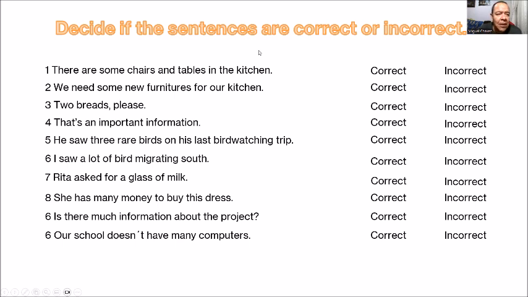Let's look at the second exercise. Decide if the sentences are correct or incorrect. Remember that you have only 10 seconds to give the answer before listening and watching the correct answer. Number 1, there are some chairs and tables in the kitchen. Correct. Number 2, we need some new furnitures for our kitchen.